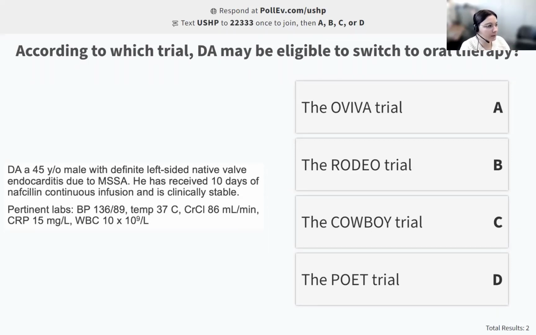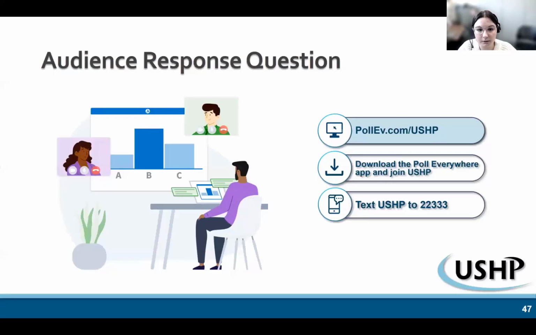The first question is a case. DA is a 45-year-old male with definite left-sided native valve endocarditis due to MSSA. He's received 10 days of nafcillin continuous infusion and is clinically stable. His pertinent labs are listed below, supporting that he's clinically stable. So the question is, according to which trial may DA be eligible to switch to oral therapy? Is that A, the OVIVA trial, B, the RODEO trial, C, the COWBOY trial, or D, the POET trial?